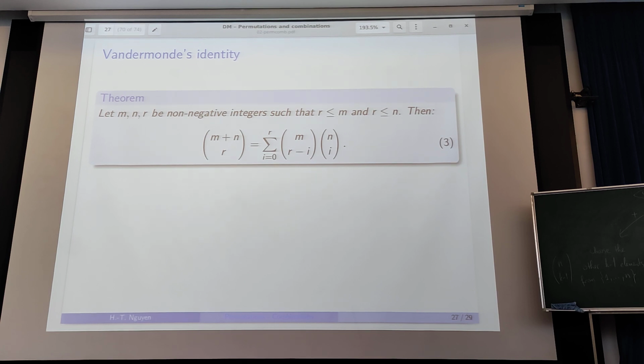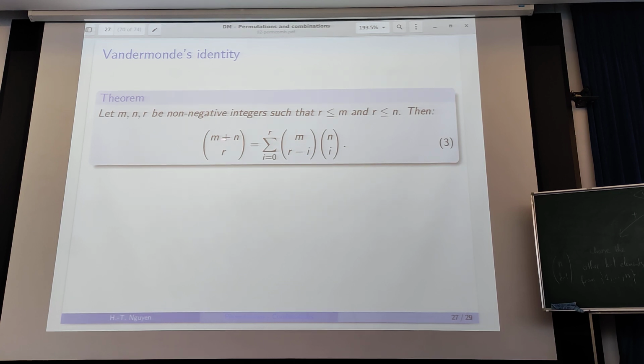So here the idea is that I think you can use the formula and brute force it by algebraic calculation, but it will be nicer if we find a combinatorial argument. So once again we will try to count something in two different ways.